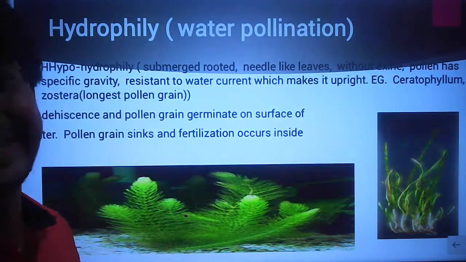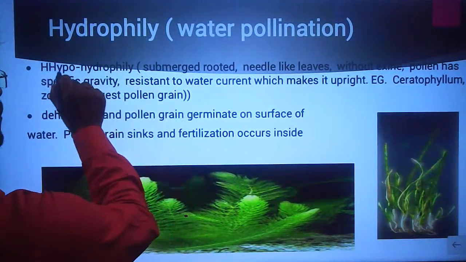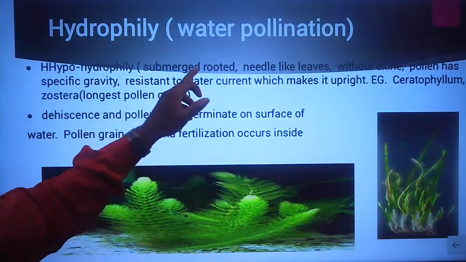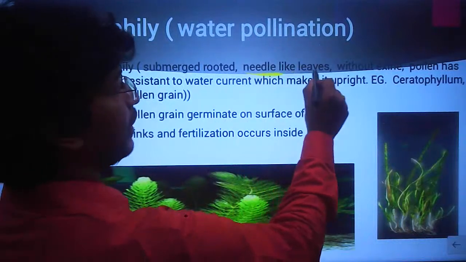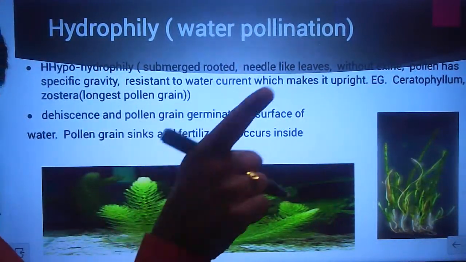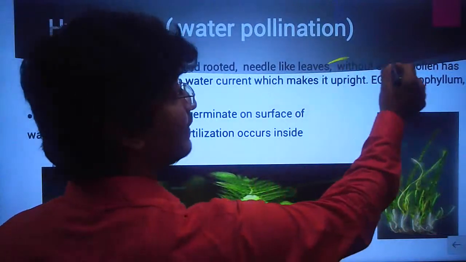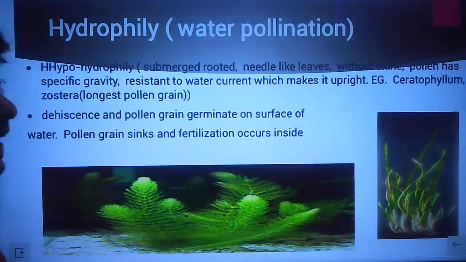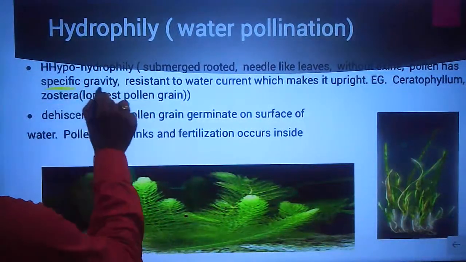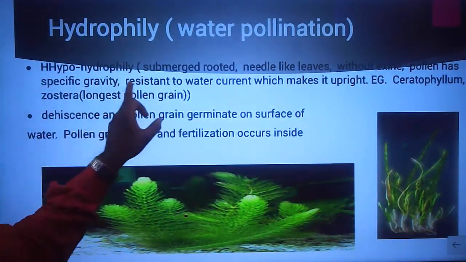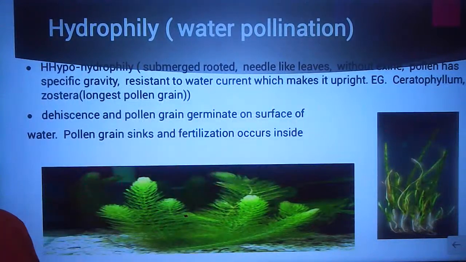We are going to discuss with an example now, hypohydrophily, submerged. These plants are submerged, and you can see needle-like leaves. So what is the type of adaptation? Needle-like leaves. The leaves will be thorn-like, with a needle-like structure, but without an axil. This is a point you should remember. The pollen has a specific gravity, so it has resistance to the water current, which makes the pollen grains stay upright.